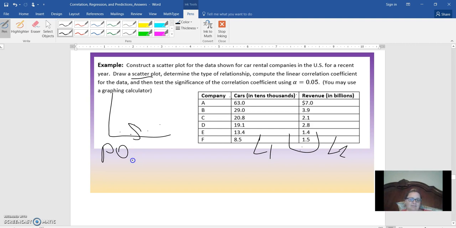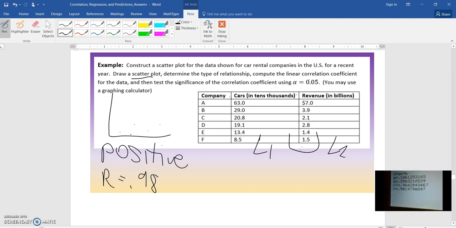All right, determine the type of relationship. So we think it's positive. And now let's compute the linear correlation. To do that, we go to Stat, Calculate, number 4. And so I will get r equals 0.98. Hopefully you did too. If yours is a little bit off, that's fine. But if it's like 0.14 and I got 0.98, there's something wrong. So we think this makes sense, right? It goes up, and it would be a positive r, which means our slope should also be positive.